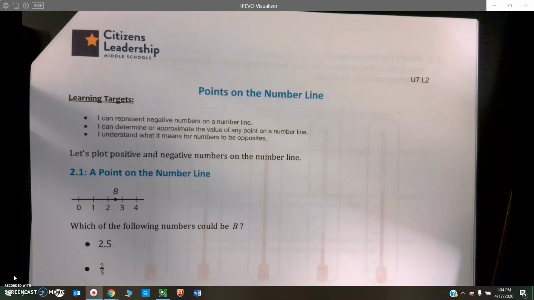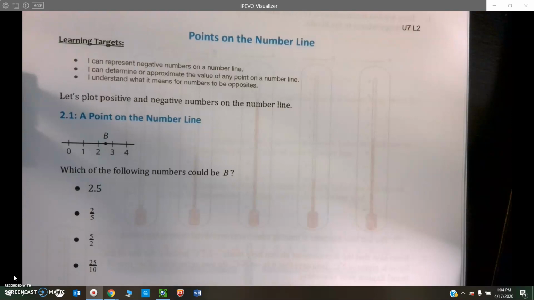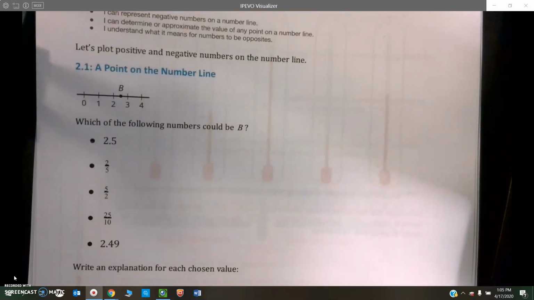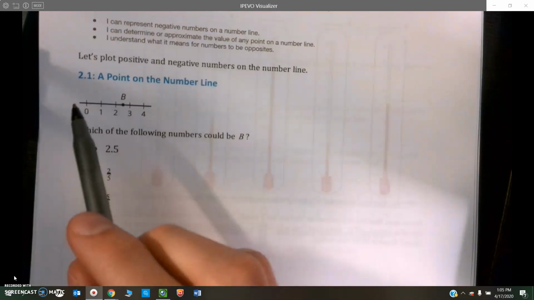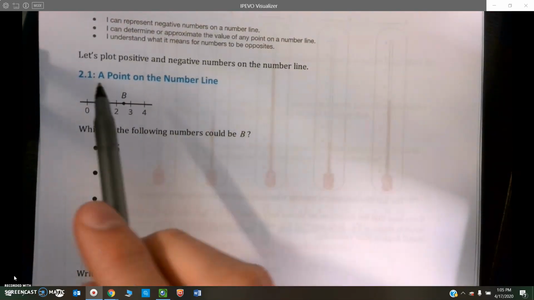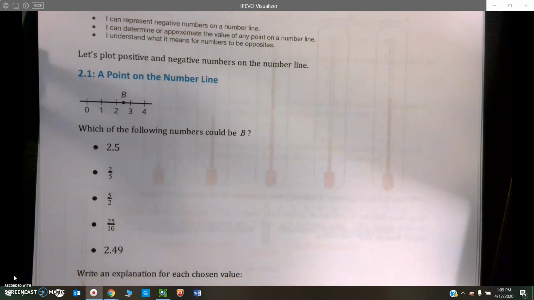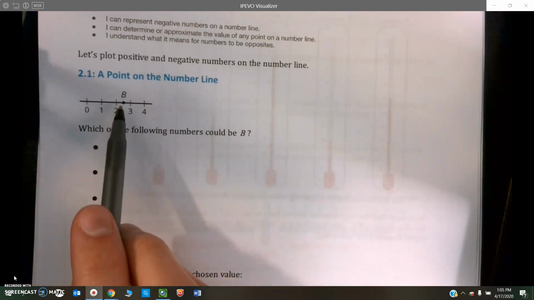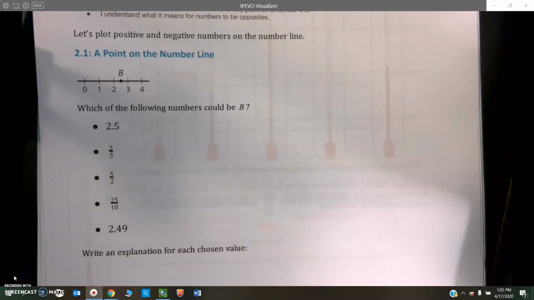Awesome. So, for our first activity, 2.1, a point on the number line. It says, which of the following numbers could be B? And we have a list of 5 numbers there. So, if we look at this number line, most number lines, especially the ones that you've seen up to this point, start at 0, and as you go to the right, the numbers get bigger. We count up. We can see that B is in between 2 and 3. So at this point, why don't you pause the video and go ahead and circle all of the potential numbers that you think B could be.